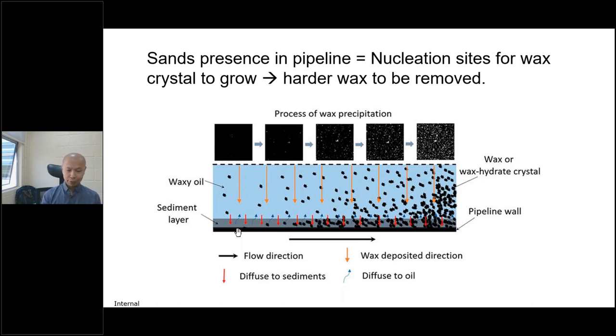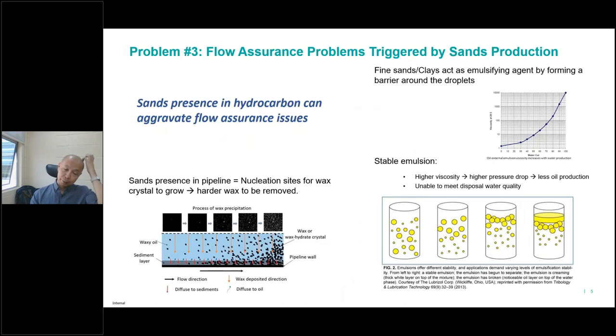So removing the sand alone is hard. Removing the wax alone is also hard, but both are doable. But removing sand and wax in combination, that one is even harder, right? So that's the problem that we may face when we combine sand production with the wax deposition, right?